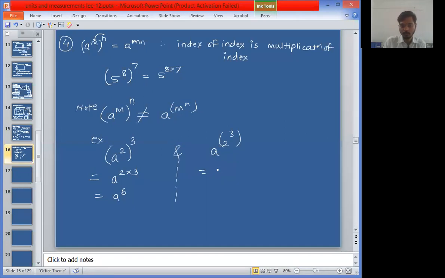And this is equal to 2 raised to 3, which means cube of 3, which is equal to 8. So how can a raised to 6 be equal to a raised to 8? No. That is a different story. Up to this, reply to me in the chat box, clear and written. Why are this and this not written?